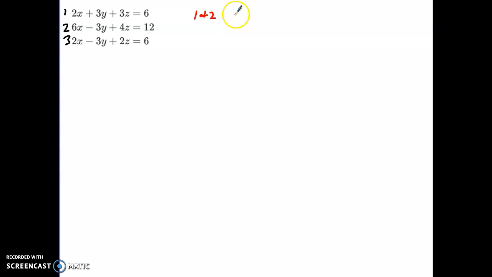So a 2x plus 6x gives us 8x. The y's cancel each other out. A 3z plus a 4z gives us 7z. And a 6 plus a 12 gives us an 18. So we've just combined to get rid of our y values in equations 1 and 2. But notice we still have an x and a z, which means we have to get rid of y values in another set of equations.